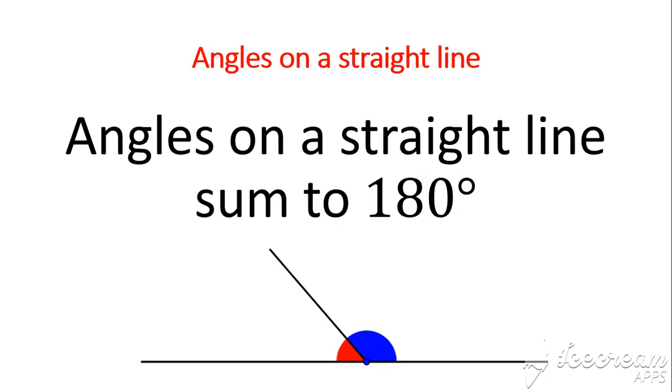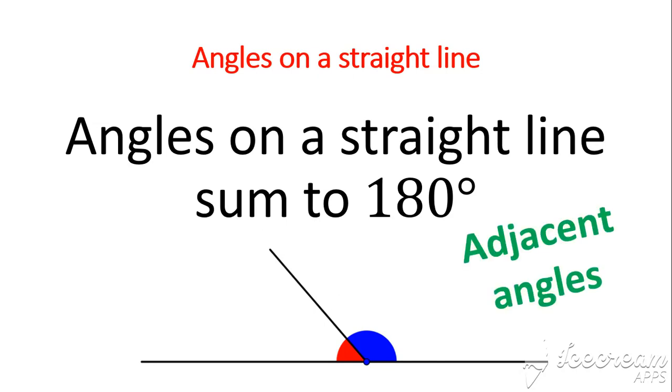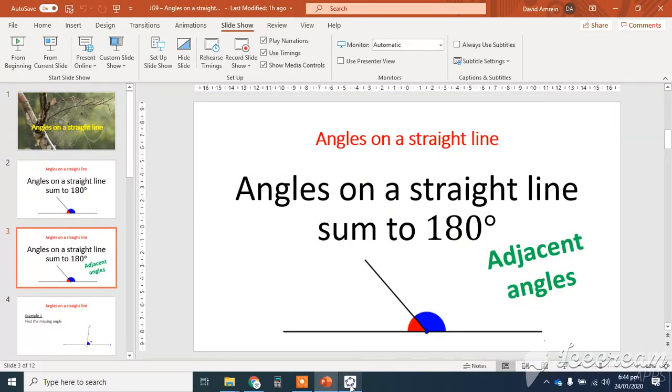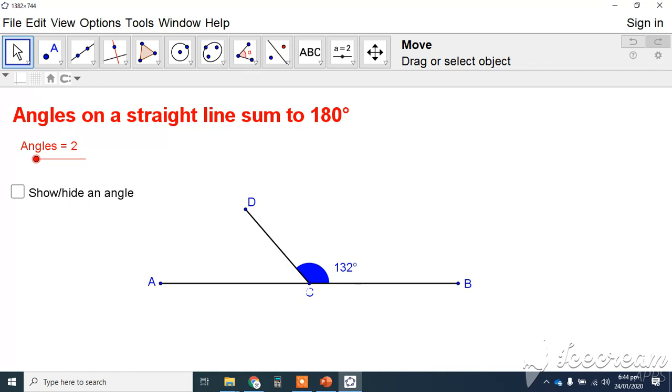Well, here it is: angles on a straight line sum, which means add up to 180 degrees. Sometimes we call them adjacent angles because they are next to each other. All right, let's show you what we mean by angles on a straight line sum up to 180 degrees. Here we have our straight line between A and B, and we have an angle.